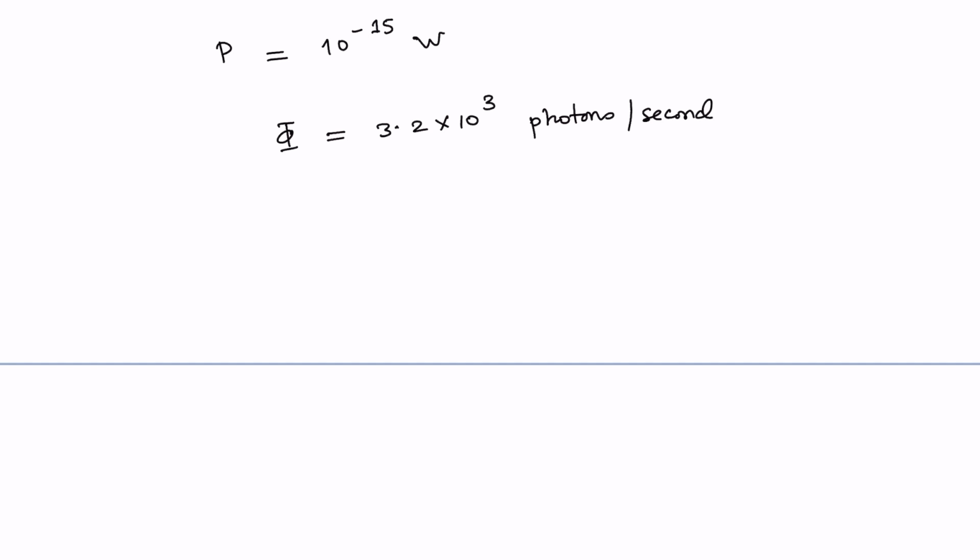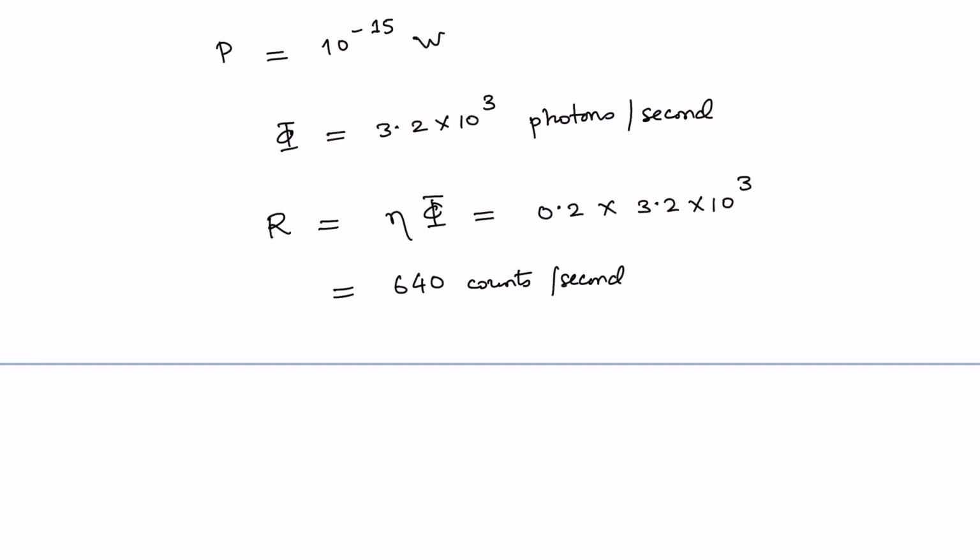Now in lecture 20 we learned that the count rate is given by this formula. R is equal to quantum efficiency into the photon flux. So here quantum efficiency is 20%, that means eta is equal to 0.2, and photon flux is 3.2 into 10 to the power 3 photons per second. So this is going to give us the count rate as 640 counts per second.